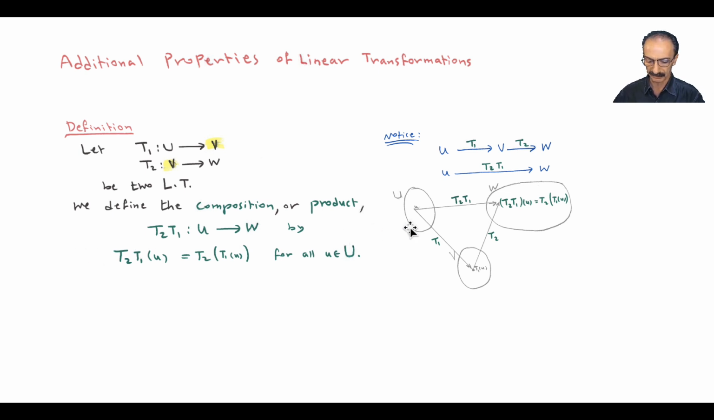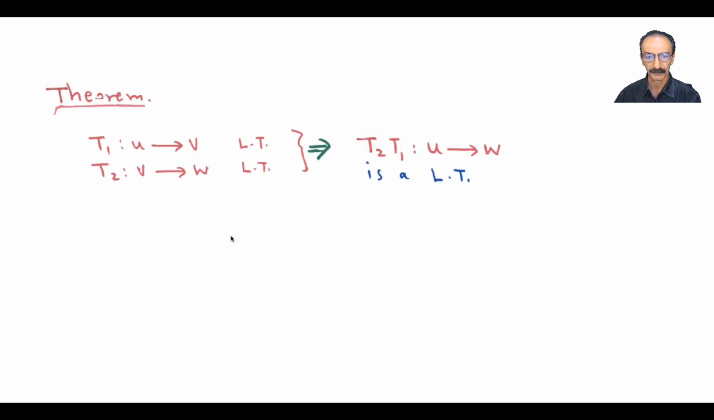Let's look at a theorem right here. If T1 is a linear transformation, just the way it was stated, and T2 is also a linear transformation, then the product T2 T1 from U to W is also a linear transformation.